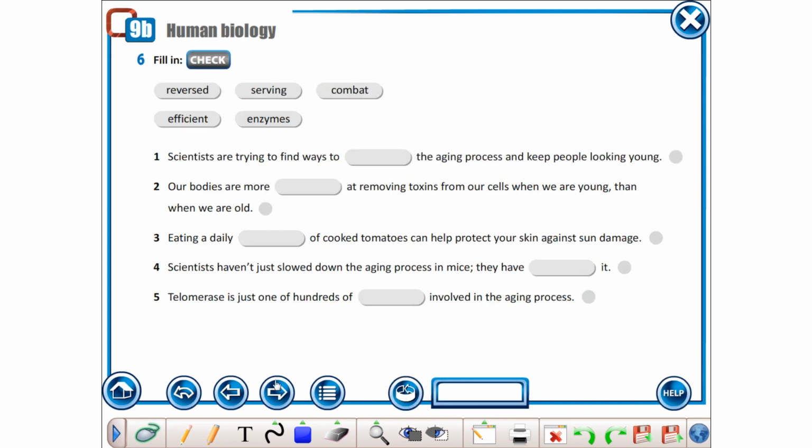Okay, next, exercise 6. Fill in. Вам нужно поставить данные слова в пропуске. Выполните, пожалуйста, самостоятельно, потом сверите с моими ответами.